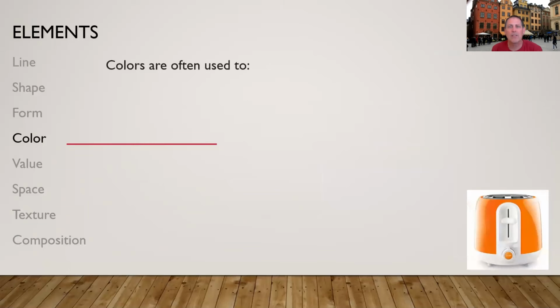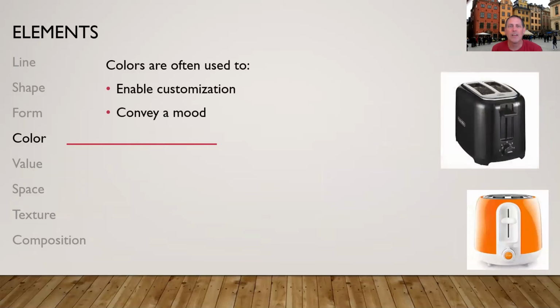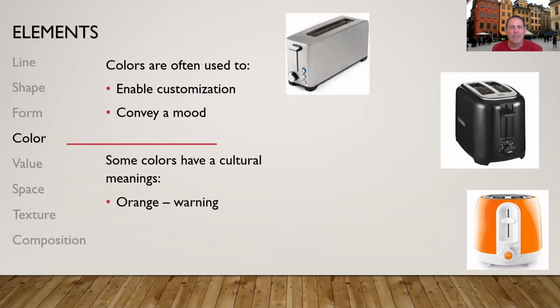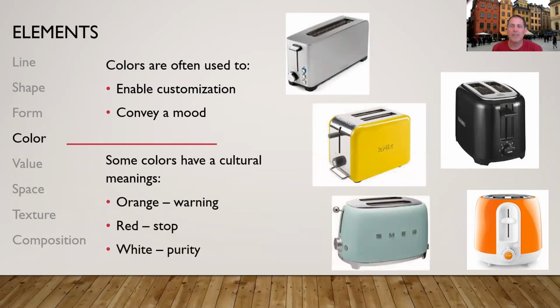Moving on, let's talk about color. There's a lot we can say about colors. Colors are often used to allow a user to customize their environment. So for most products, you can buy them in different colors and a consumer can choose which color they want. Colors also can convey a mood. So you can use standardized colors to get the mood that you want in a particular design. Some colors have cultural meanings that you can take advantage of.